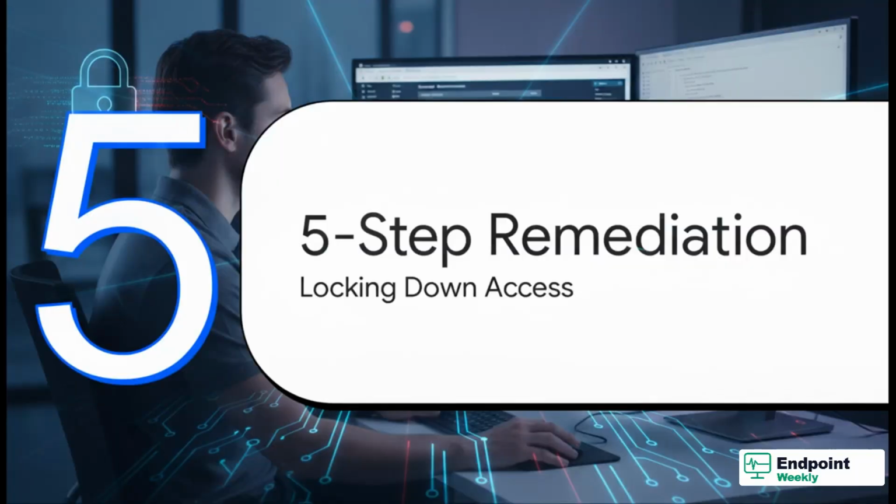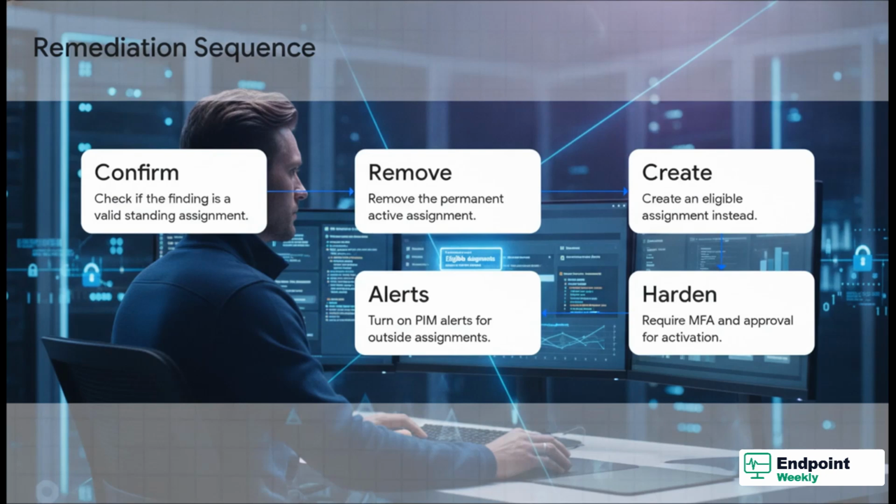Finally, Section 5, the 5-step remediation plan. All right, once you've validated your list, it's time to lock things down. We need to convert these standing vulnerabilities into secure, eligible assignments. The absolutely crucial part here is following this exact 5-step sequence for every single flagged principal. Step 1. Confirm the finding is actually valid and not a break glass account. Step 2. Remove the permanent active assignment right there in the Entra portal. Step 3. Create an eligible assignment for that exact same user.